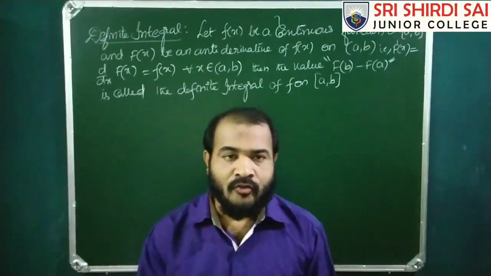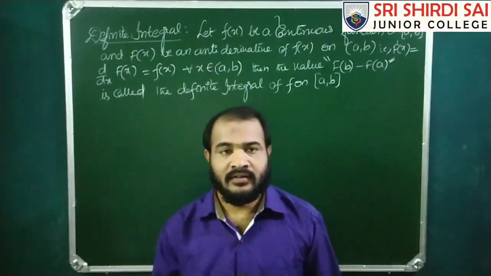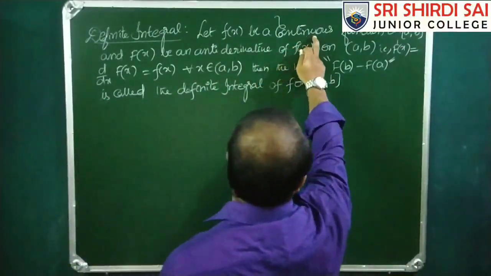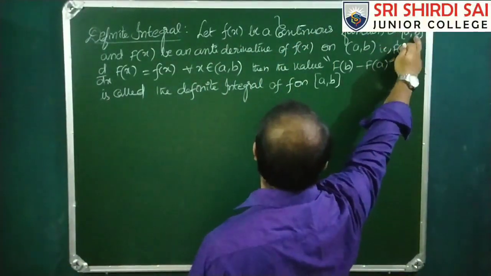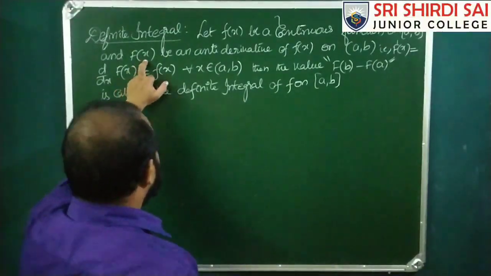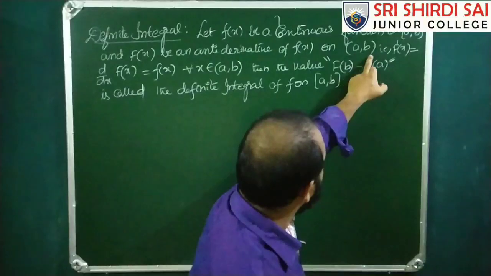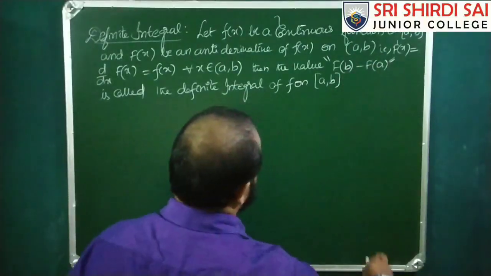So now, what is a definite integral? Let f of x be a continuous function on the closed interval [a, b], and let F of x be an antiderivative of f of x on the open interval (a, b), that is, F dash x equals f of x.